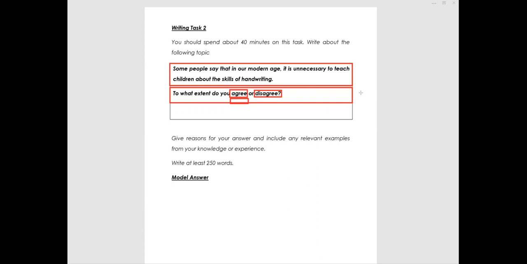Many suggest handwriting skills are, I'm not sure. Son, we'll discuss it later on. Let me just complete, okay?